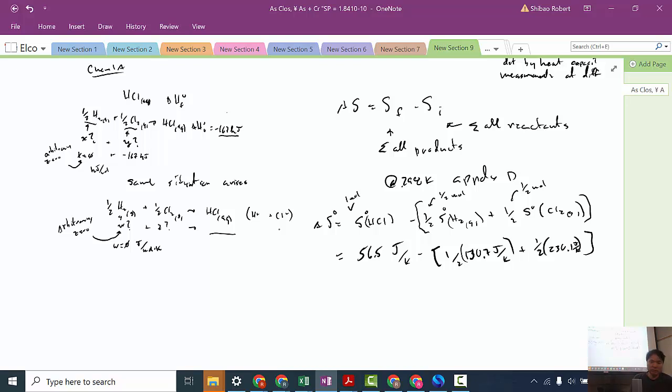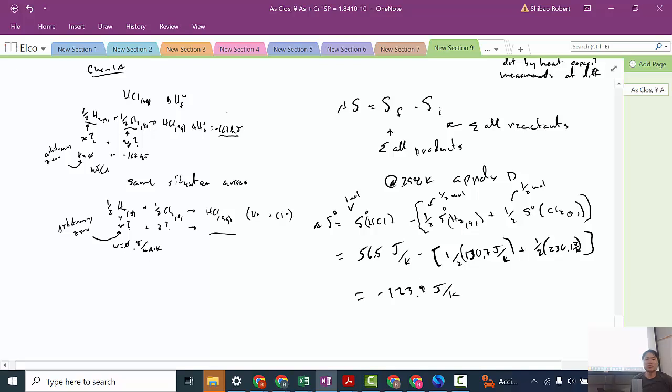So I'm going to do the parentheses first. So 0.5 times 130.7 plus 0.5 times 223.1. So 65.35, 111.55, negative 123.9. It's kind of what we expect because gases have higher entropy, liquids have lower entropy. It's negative 123.9 joules per Kelvin.